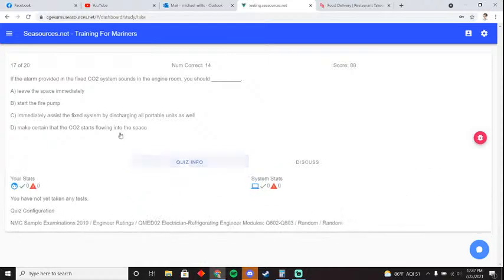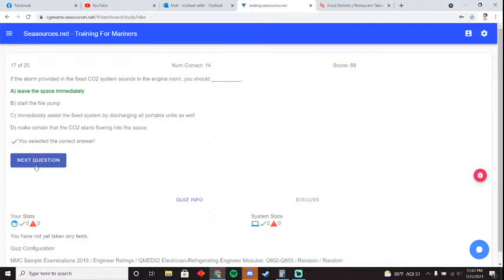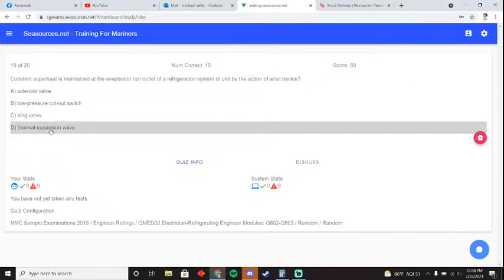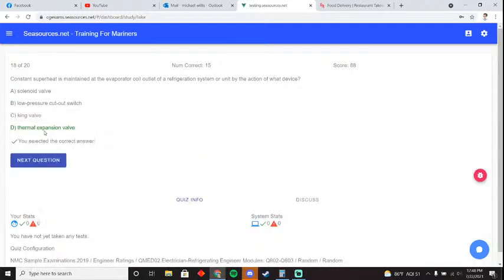If the alarm provided in the fixed CO2 system sounds in the engine room, you should leave the space immediately. You only have like 60 seconds to get out of the engine room. Something like that. Constant superheat is maintained at the evaporator coil outlet of a refrigeration system or unit by the action of what device? Constant superheat. Probably by your thermal expansion valve. If it has to do with heat, it's thermal.